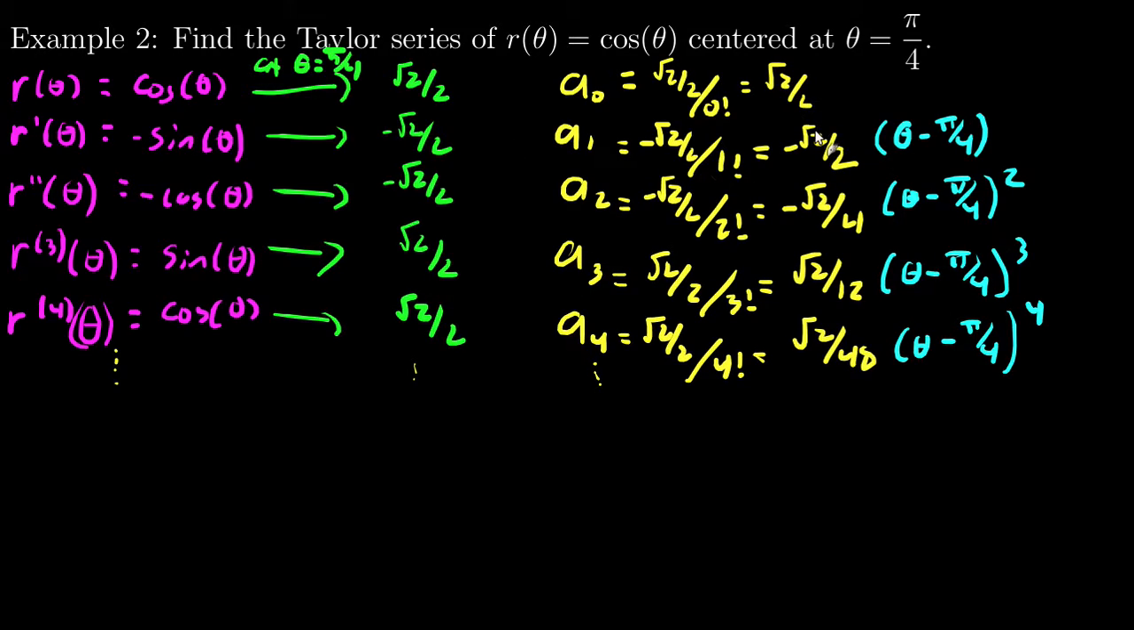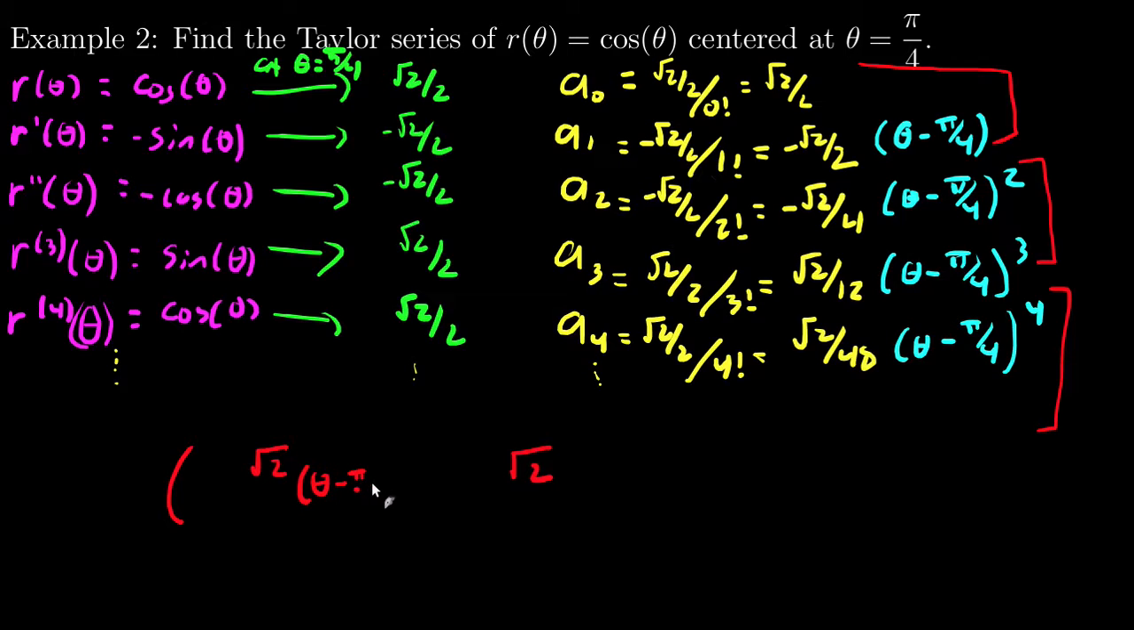Since I'm not changing every single time, but every other time, this leads me to think that maybe I should pair these off, look at them two at a time. And I see root twos all the time. So I have a root two in each of these terms. I also see theta minus pi over fours. Now, I don't see one here, but it really is there.